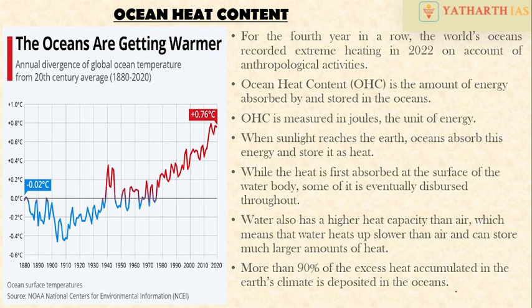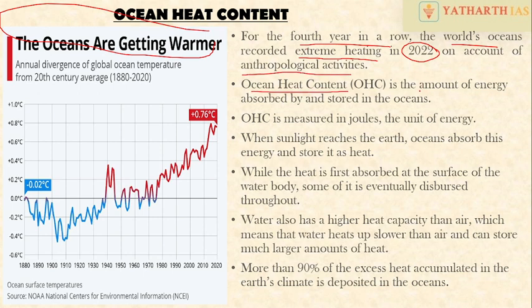So, ocean heat content. The oceans are getting warmer. For the fourth year in a row, the world's oceans recorded extreme heating in 2022 on account of anthropogenic activities. Ocean heat content is the amount of energy absorbed by and stored in the oceans. It is measured in joules, the unit of energy, and when the sunlight reaches the earth, oceans absorb this energy and store it as heat.